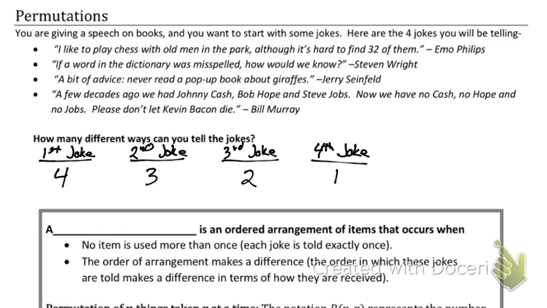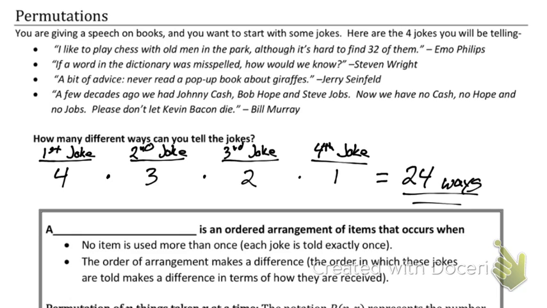Well, this is, in fact, using our fundamental counting. I could choose 1 from 4, 1 from 3, 1 from 2, 1 from 1. So we can just go ahead and multiply all these together to come up with that there are 24 different ways to tell those 4 jokes. We have 24 ways to tell those jokes.